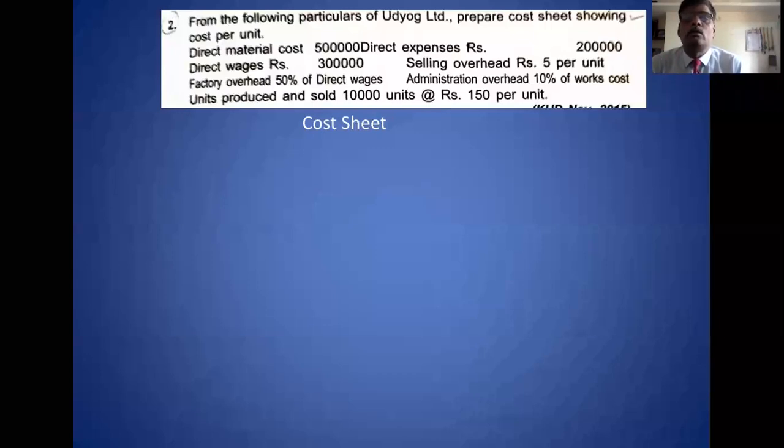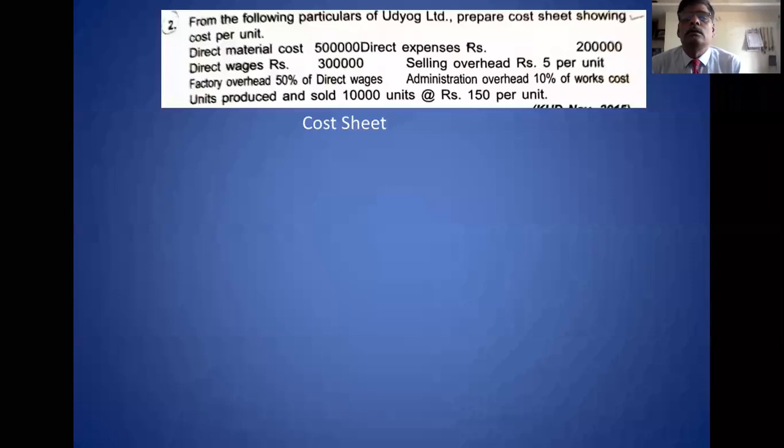What is factory overhead? 50% of direct wages. Direct wages is 3 lakh. On the 3 lakh, you take 50%, that is 1,50,000. You add 1,50,000, you will get factory cost. Then add administration overhead. Administration overhead is 10% on factory cost. Whatever factory cost you calculated in your cost sheet, to that you add 10%. Okay, the 10% is called administration overhead.